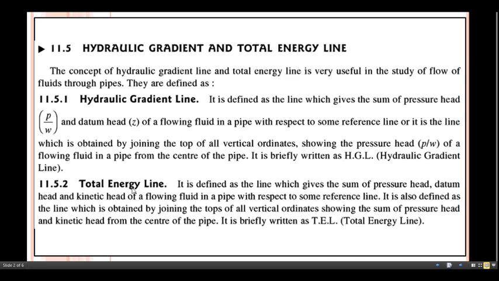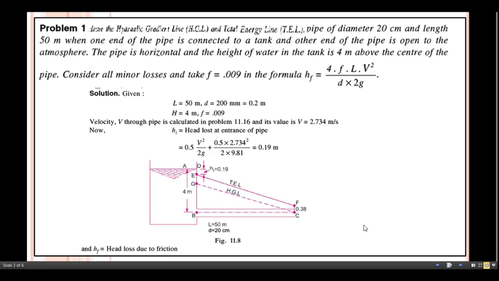Second point, total energy line. It is defined as the line which gives the sum of pressure head, datum head, and kinetic head of a flowing fluid in a pipe with respect to some reference line. It is also defined as the line which is obtained by joining tops of all vertical coordinates showing the sum of pressure head and kinetic head from the center of the pipe. It is briefly written as TEL, that is total energy line.